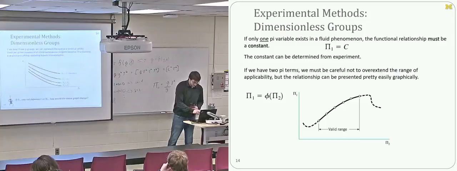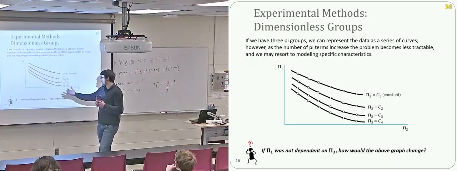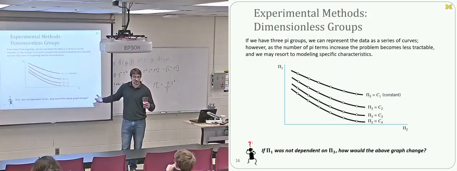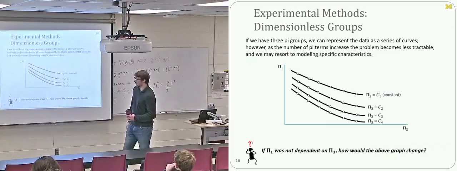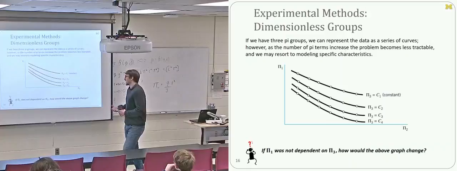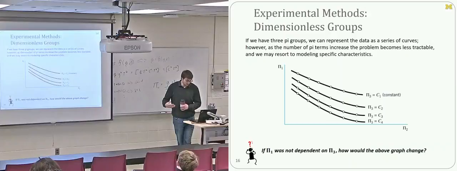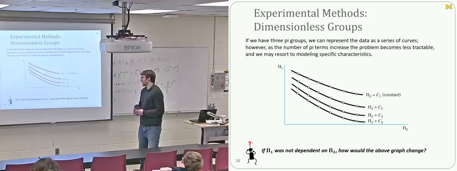If you have three pi terms, it could be thought of as a series of curves, or as a surface. This could be thought of as a three-dimensional surface plot. And so this kind of demonstrates that as you get more and more pi terms, just like as the problem gets more and more independent variables, your experiments are going to get more and more complicated and harder to interpret.